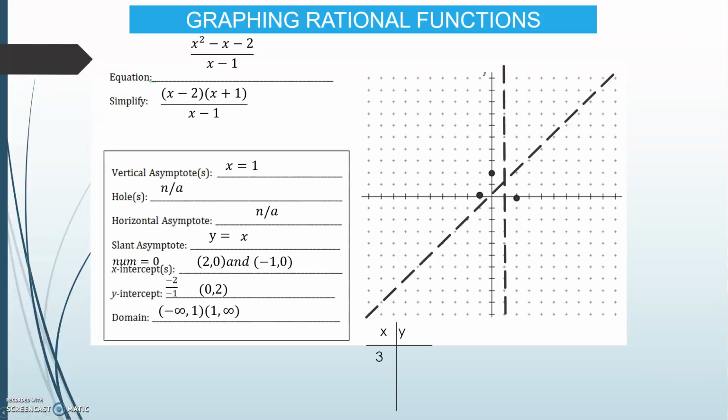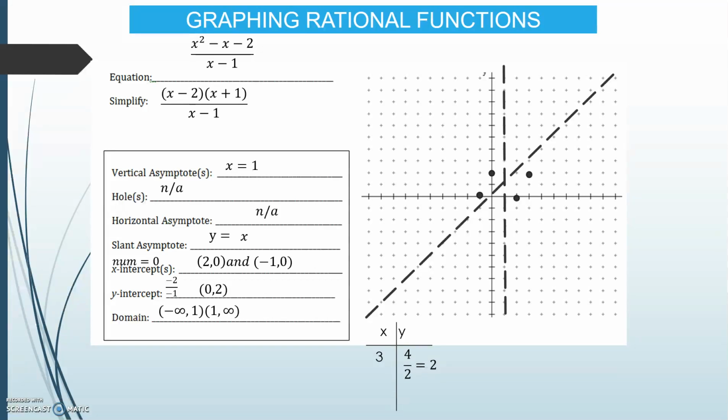And so when you plug 3 back into this equation, at the top it would be 3 squared, which is 9, minus 3, which is 6, minus 2, which is 4. And at the bottom, we'll do 3 minus 1, which is 2. So I have 4 over 2, which simplifies down to 2. That's a nice point to plot.